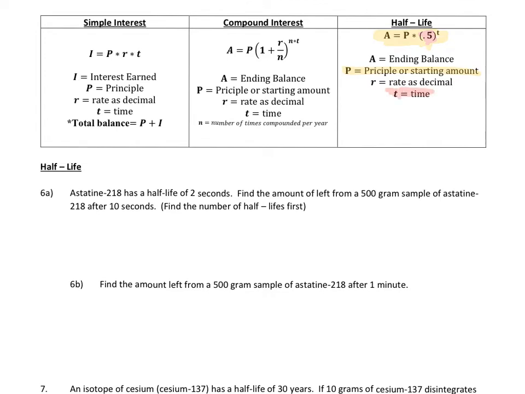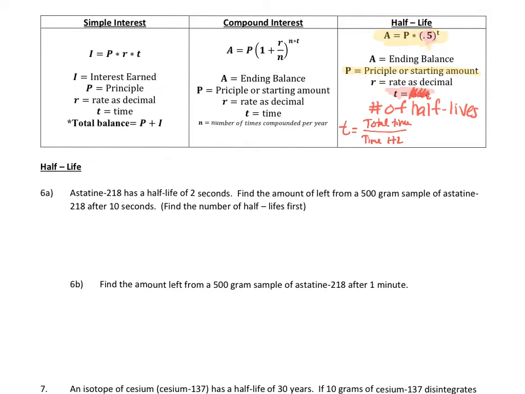And then our T is going to be our time. Actually, our T is not our time. That's a typo in here. I apologize. Our T is our number of half-lives. And we find that by doing a little formula basically to find the number of half-lives. So T is going to equal the total time divided by the time of the half-life. And we'll go over this in a second.